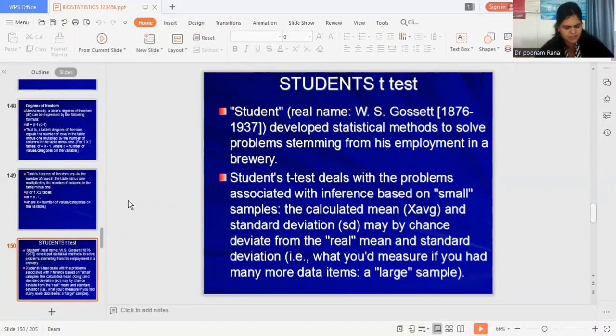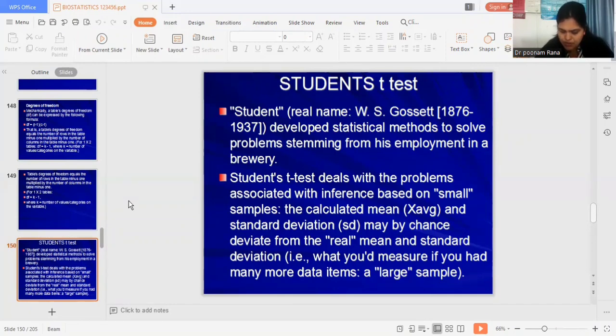Now comes the student t-test. Its name was given by Gosset, 1876 to 1973. He developed a statistical method to solve problems stemming from work in a brewery. The student t-test deals with the problem associated with inference based on a small sample, where the calculated mean and standard deviation may by chance deviate from the real mean and standard deviation that you would measure if you had many more data items and a large sample.